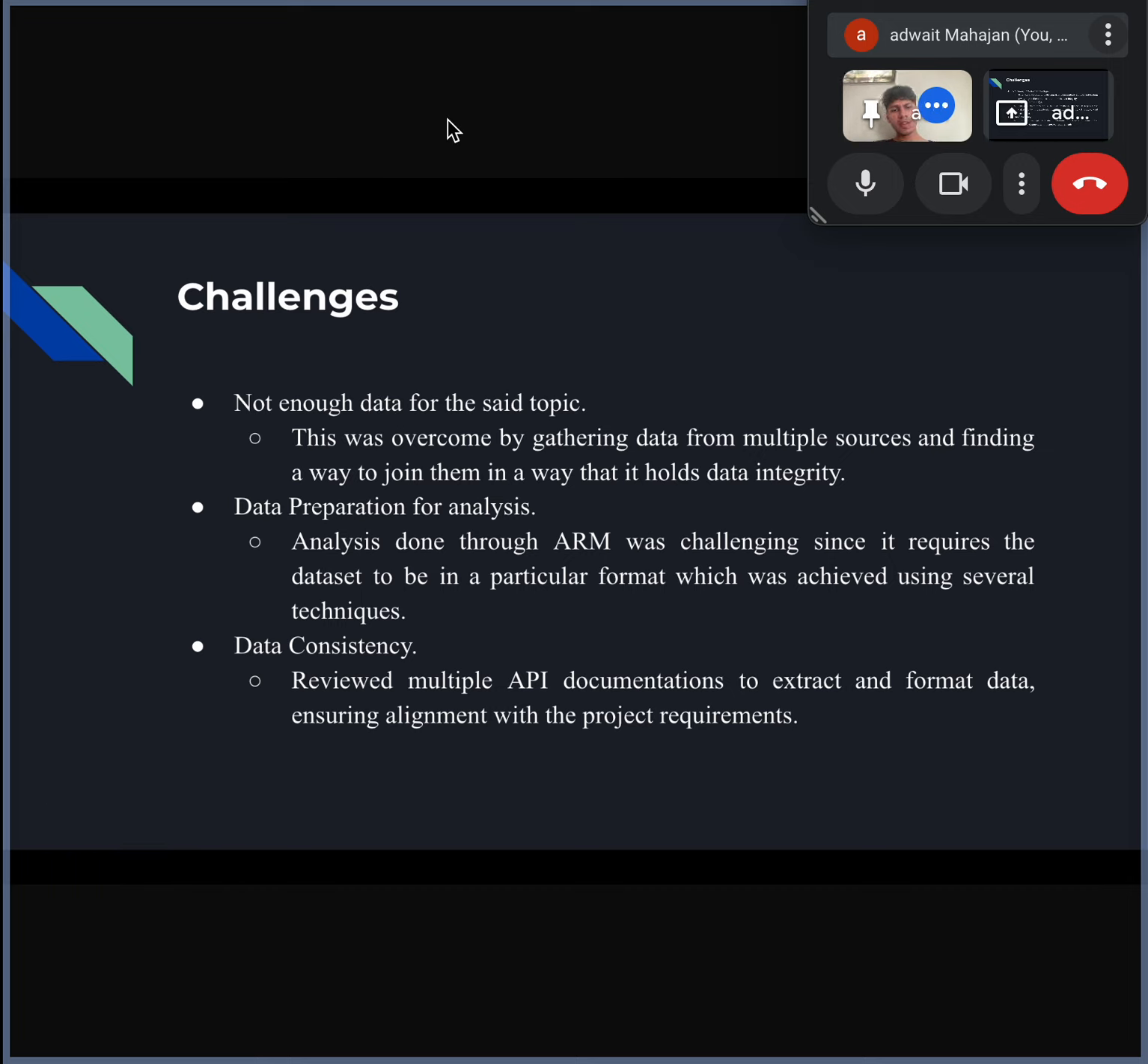The challenges we faced were that there was not enough data for the set topic. This was overcome by gathering data from multiple sources and finding a way to join them so that it holds data integrity, because that is the most important part before we proceed towards any data analytics. Otherwise, it's of no use. Data preparation for analysis through ARM was challenging, and it required the dataset to be in a particular format, which was achieved using several other techniques. And for data consistency, which correlates with the first point, I had to review multiple API documents to extract and format data, making sure that it aligns with the project requirements.